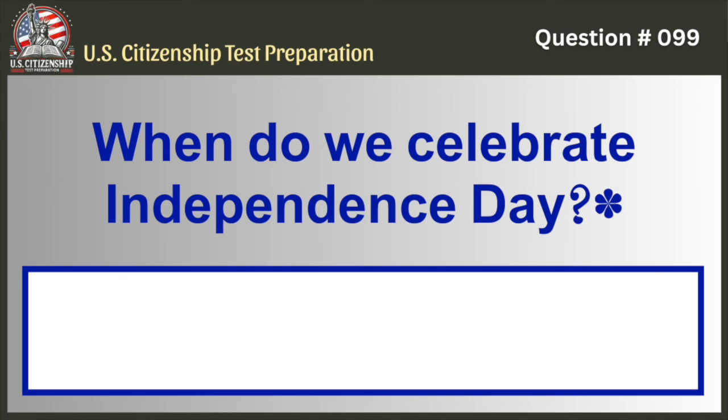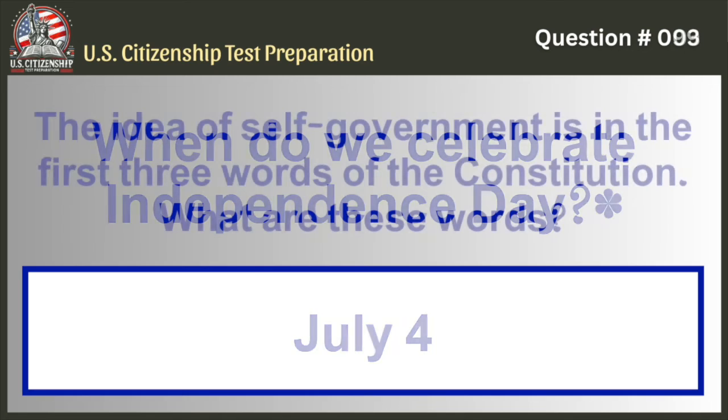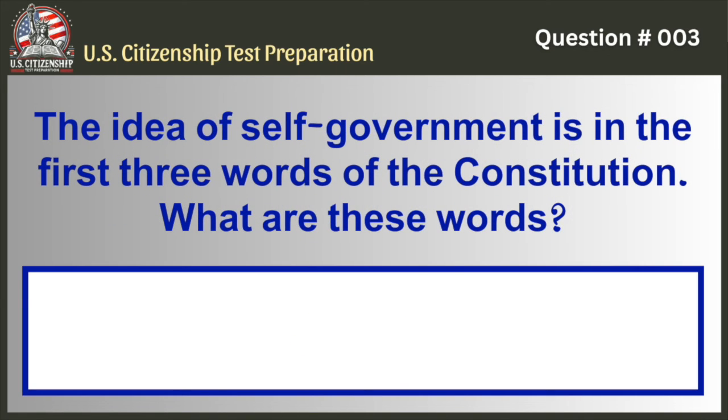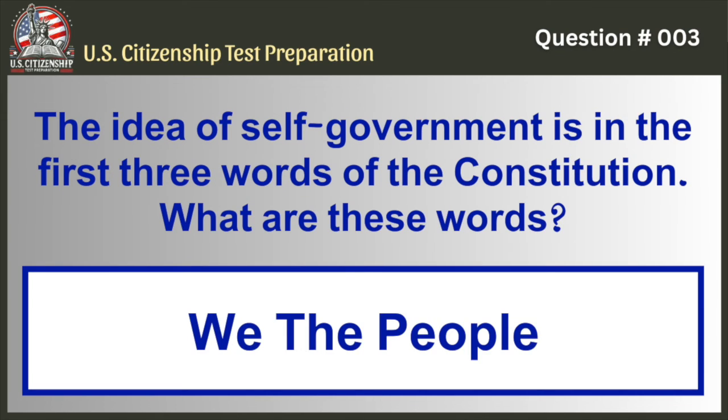When do we celebrate Independence Day? July 4. The idea of self-government is in the first 3 words of the Constitution. What are these words? We the people.